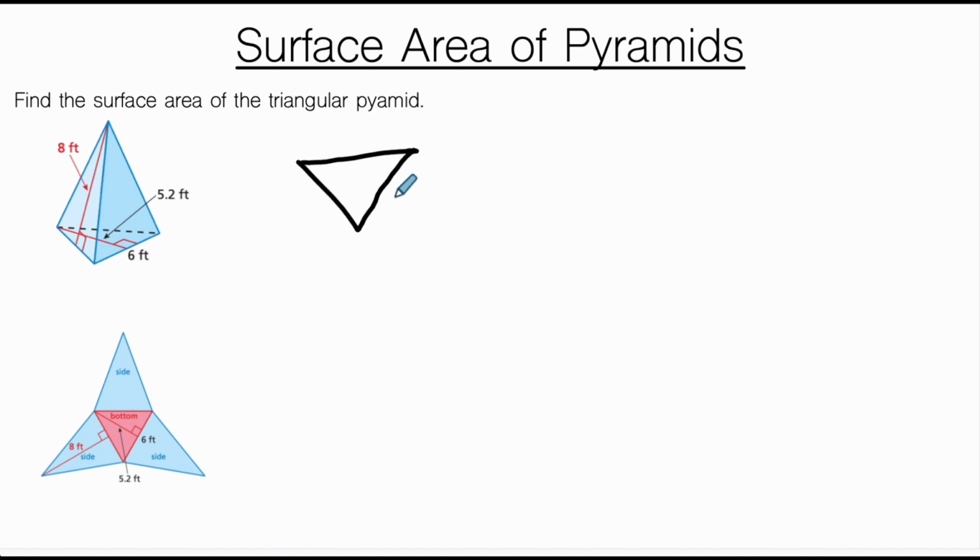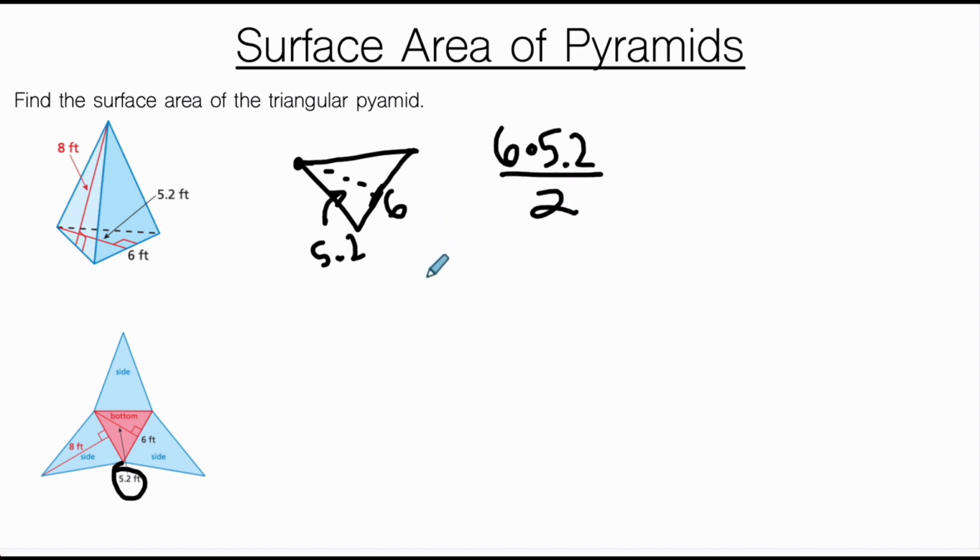So this is my base, and the base, we're given this measure, and that's important because this is also given to us. That's right here, and that has to be the height because it's going from one of the sides to the tippy point furthest away from it. So the height for this triangle is 5.2. So 6 times 5.2, 5 and 2/10 divided by 2. That's the area of the base.